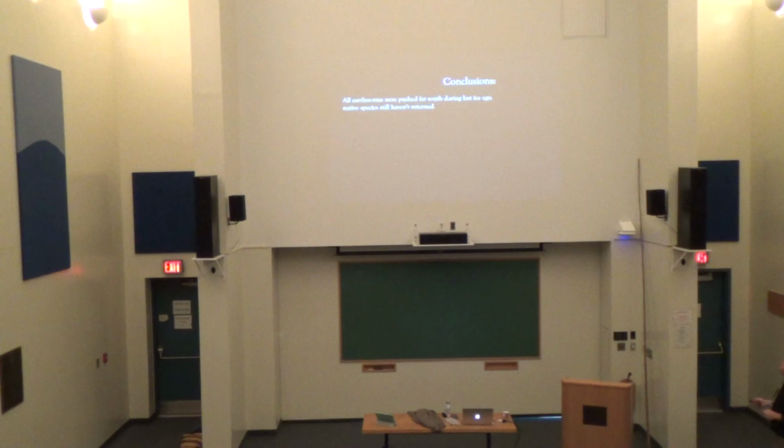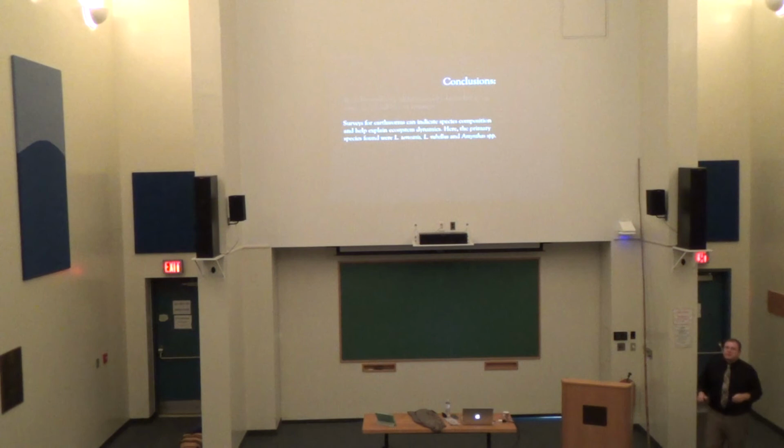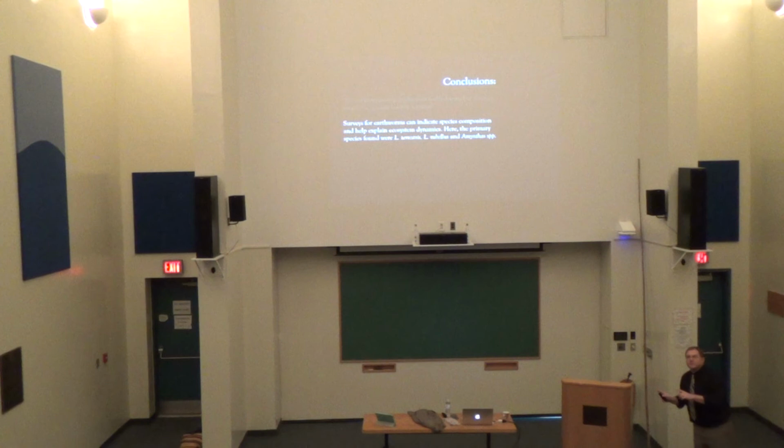Surveys for earthworms can indicate species composition. They can help explain what is where, and statistical analysis, like the CCA, is not necessarily a recipe for, if you find this spot on the matrix, you're going to find that worm right there. It doesn't work that way. But it is indicative of the types of factors that we need to look for a particular species and what they prefer. Primary earthworms that we found were Lumbricus terrestris, Lamanthus agrestis, and Lumbricus rubellus.